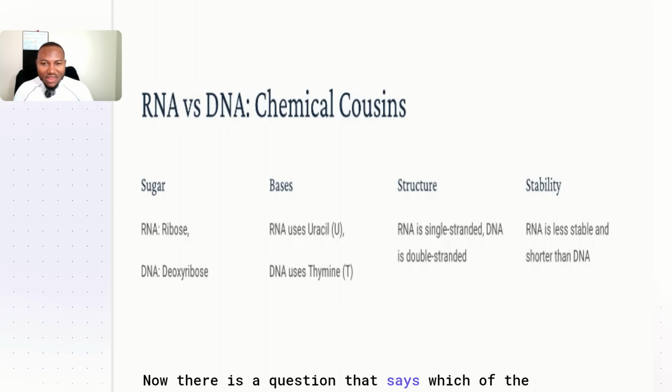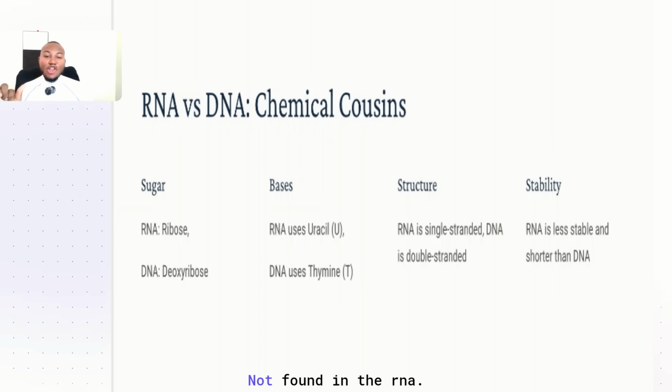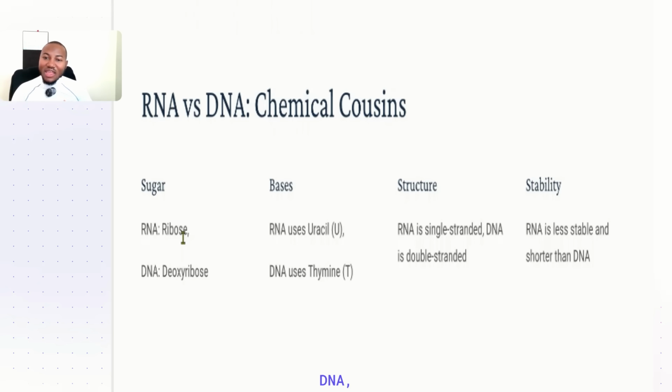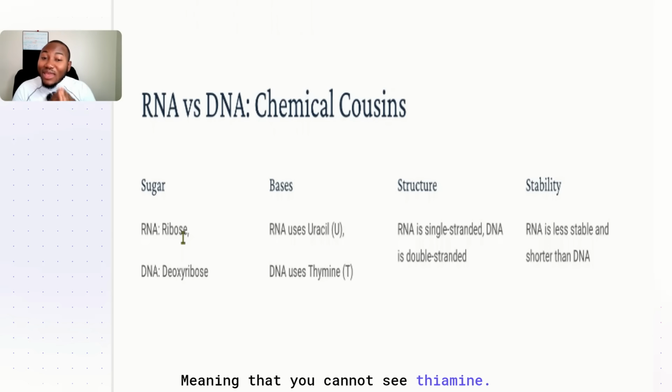Now there is this question that says, which of the following is not found in the RNA? Options: uracil, thiamine, ribose, and guanine. And what did I tell you? I told you that the difference between RNA and DNA, you can categorize them into four: sugar, base, structure, and stability. For RNA, ribose; DNA, deoxyribose. Bases, RNA, uracil; DNA, thiamine. Meaning that you can see uracil, but you cannot see thiamine.